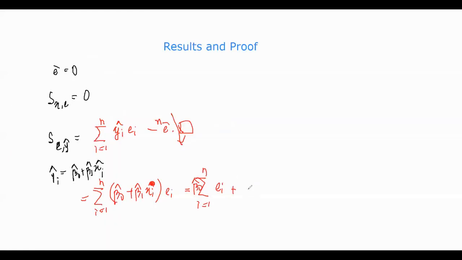Anyways, let's come to this point. Plus beta 1 hat, which is also constant, times the summation of x i e i from 1 to n. Observe that: this is S(x, e), and this is n times e bar, so this is also 0. The summation of e i is 0. This comes from the first normal equation, and that comes from the second normal equation. It means that y hat depends only on x, and e has covariance 0 with it. So y hat and e have covariance 0. It's very natural. So we got this second one also.